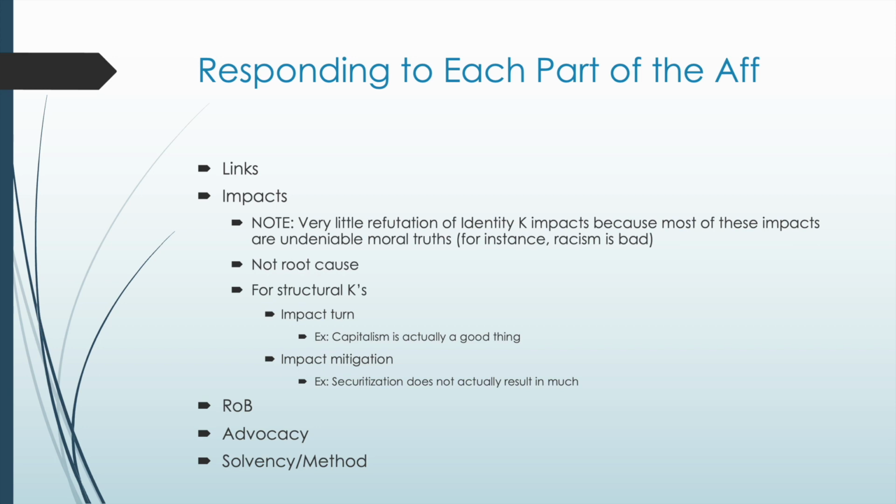Now, for the structural Ks, so this is like K affs that are about things like militarism, securitization, capitalism, biopower, stuff like that, that are not necessarily tied to identity. We can occasionally get away with an impact turn, like saying capitalism is good, securitization is good, or impact mitigation, saying that militarism is not actually that big of a deal, or securitization is not that big of a deal. But again, I'm going to say this one more time because I've seen it happen, so it seems obvious, but it's important to say: we are not impact turning identity-based impacts.